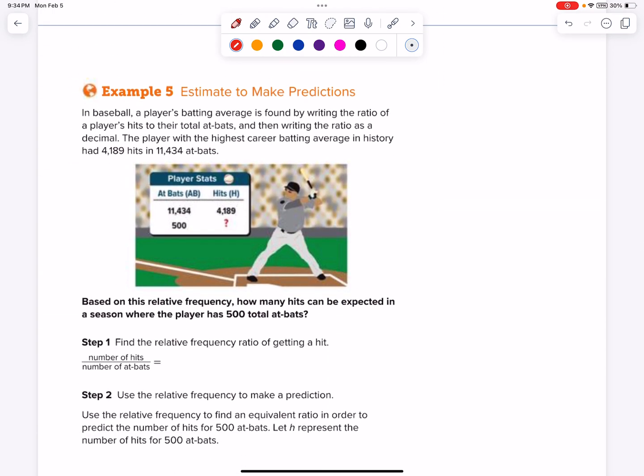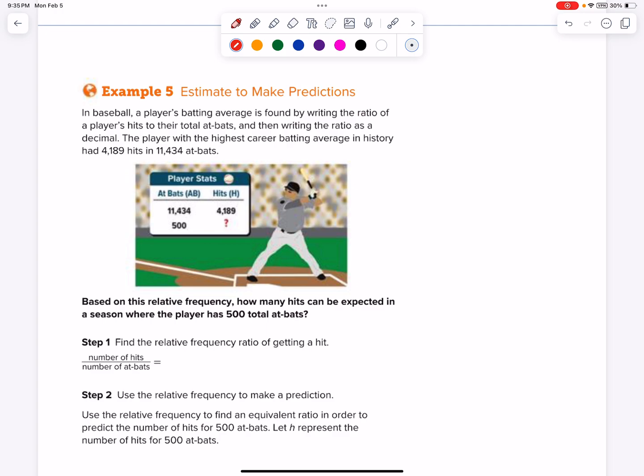All right, so let's go ahead and take a look at example 5, estimate to make predictions. So if you are familiar with baseball, you know that there's a lot of statistics and data with hitting and catching and fielding and things like that. So in baseball, a player's batting average is found by writing the ratio of hits to total at-bats and then writing that ratio as a decimal. So that's how they record that. The player with the highest career batting average in history had 4,189 hits in 11,434 at-bats. Okay, so based on his relative frequency, how many hits can be expected in a season if that player has 500 total at-bats?